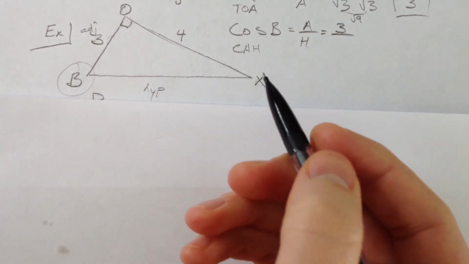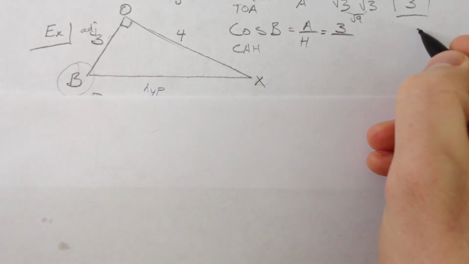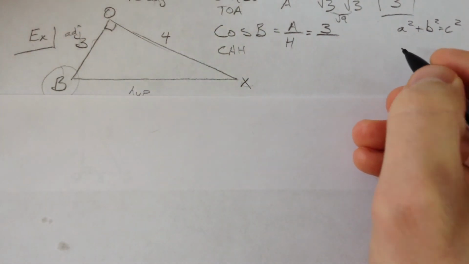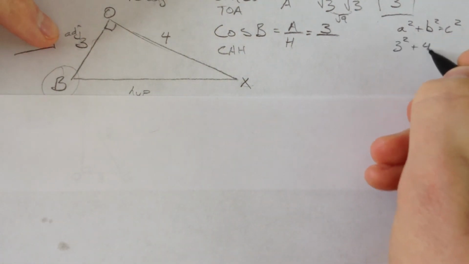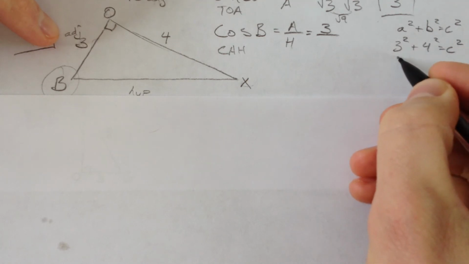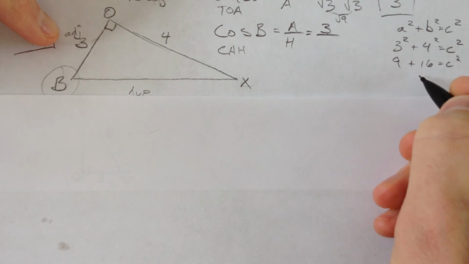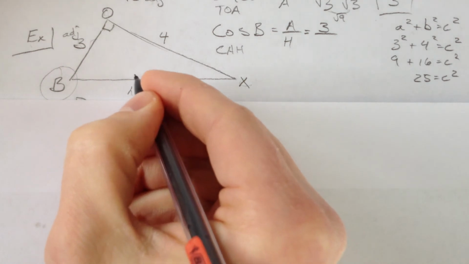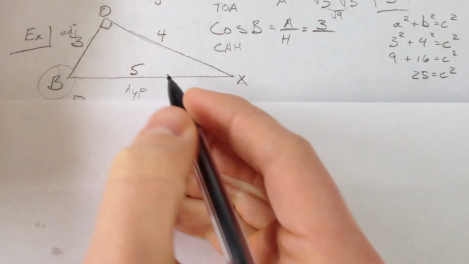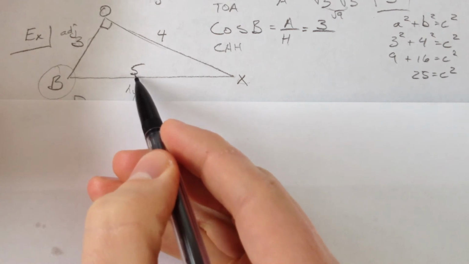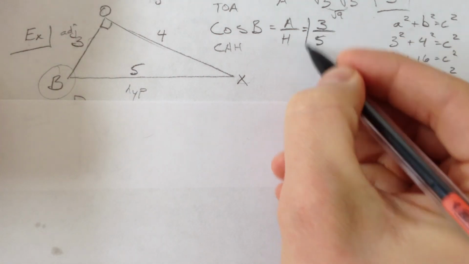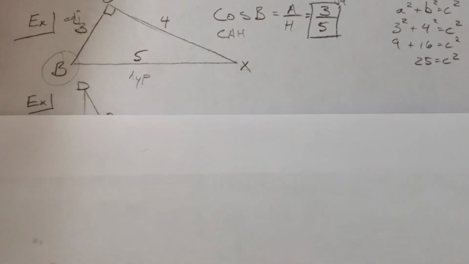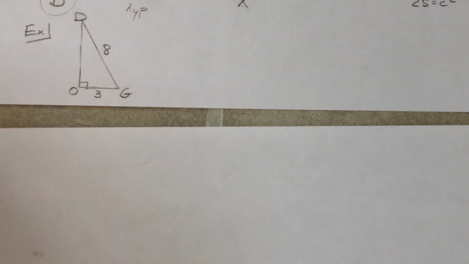But we could figure it out because it's a right triangle, and I know that a squared plus b squared equals c squared. So 3 squared plus 4 squared equals c squared. So 9 plus 16, so 25. And so some of you may have recognized the Pythagorean triple right off the bat, and that's okay. Some of you didn't. But so we got 5. So then the hypotenuse is 5, and we get 3 over 5. Done and done.